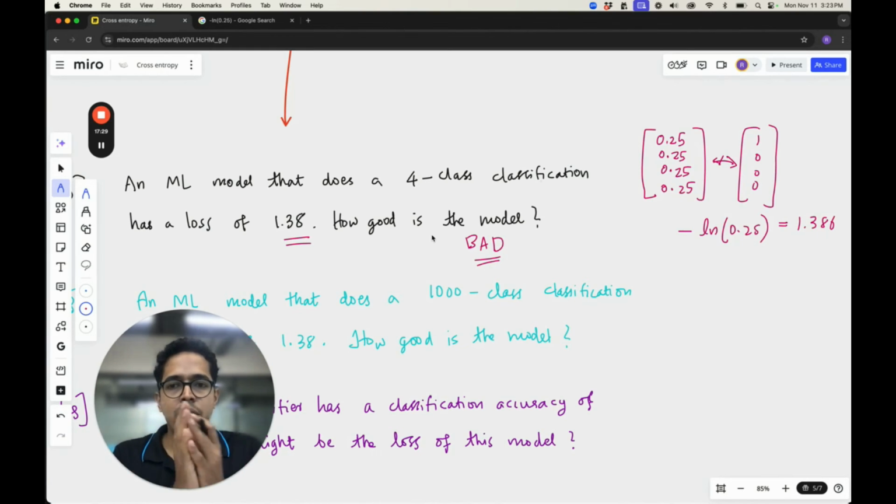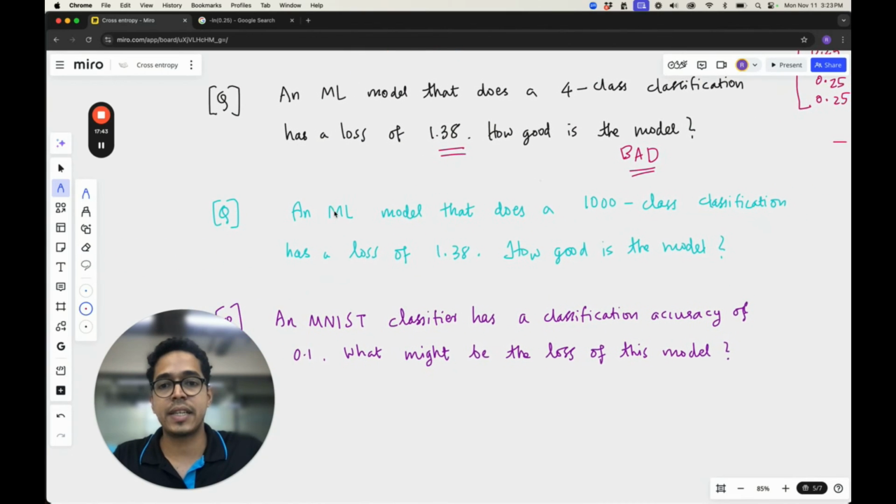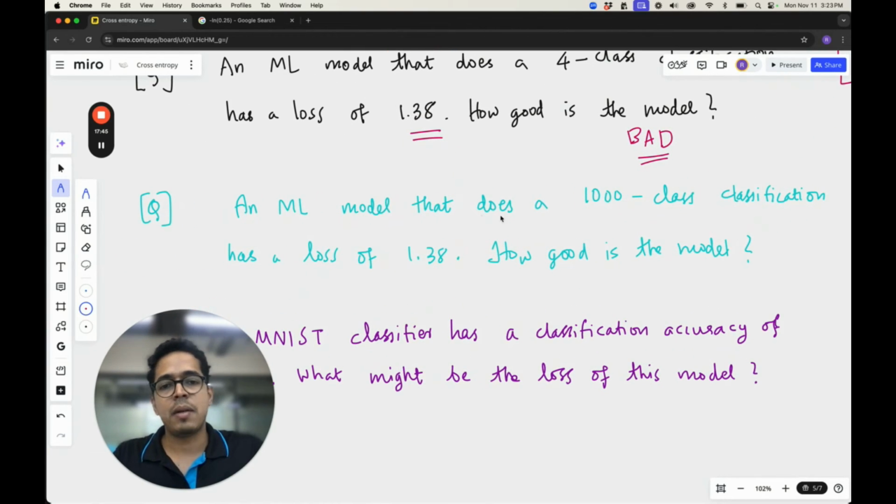So this is how, from the loss value and from what the model is expected to do, meaning the model here is expected to do a 4-class classification, you can see that it's a bad model just by looking at the loss value. So the loss is always with respect to the model's objective. Now let's say you have another ML model which is supposed to do a 1,000-class classification. And let's say this model also has the exact same loss of 1.38. How good is this model?